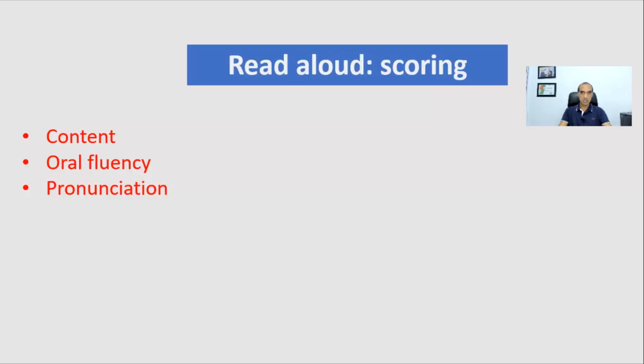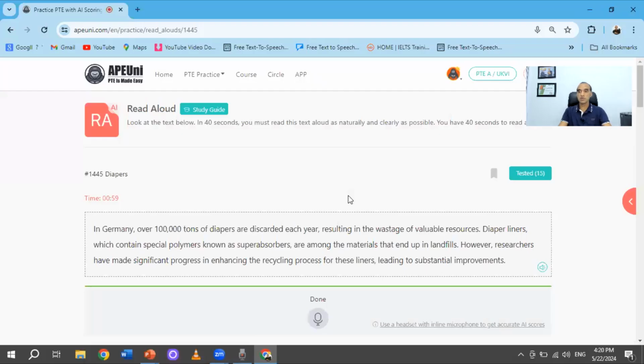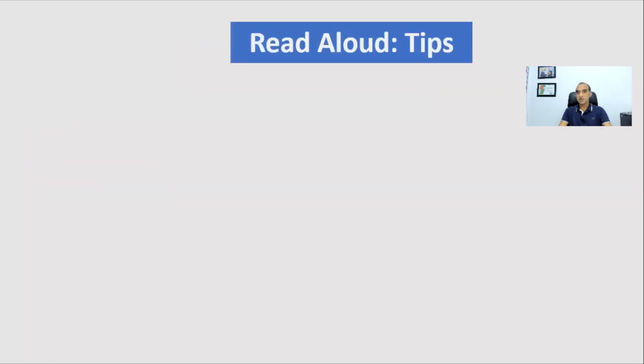And the third thing is pronunciation. Of course, pronunciation is very important. Each word that is presented to you, you have to pronounce in a clear way, so the computer is able to record it and give you the marks. Now, this was something about the basics of what exactly this task is about. Let's get into the tips.